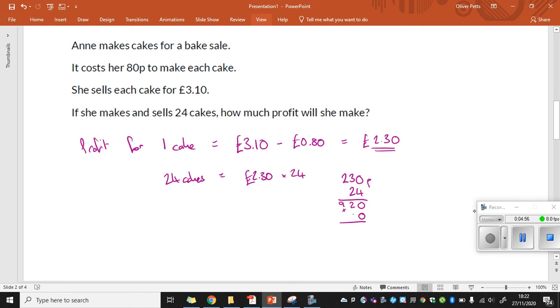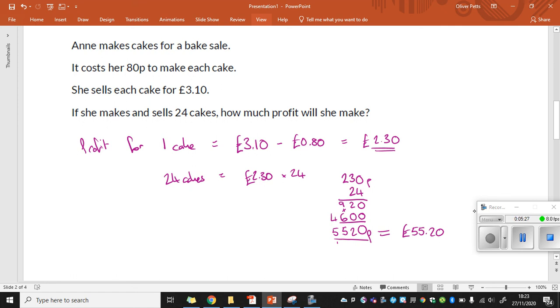So 2 times 0 is nothing. 2 times 3 is 6. 2 times 2 is 4. Add up the amounts, and what's that? 5 carry 1, and that goes up to 5. Okay, so I've got an overall total here. That is in pence though, because I turned the £2.30 to pence. So if I wanted to turn that into pounds, that is going to be £55.20.